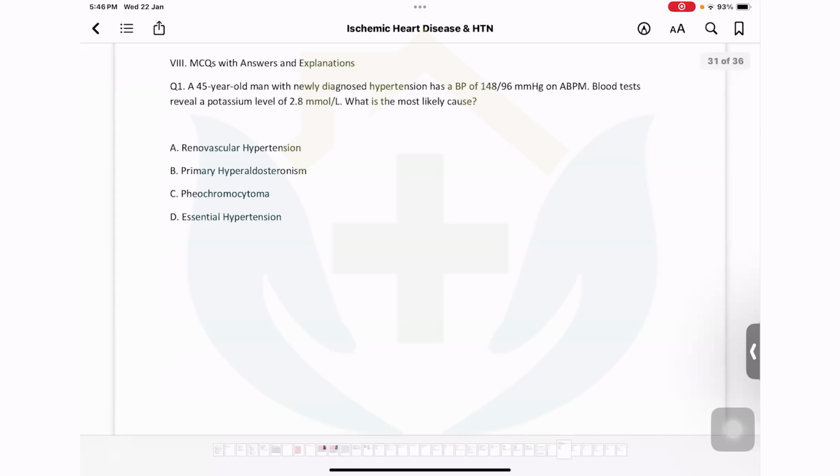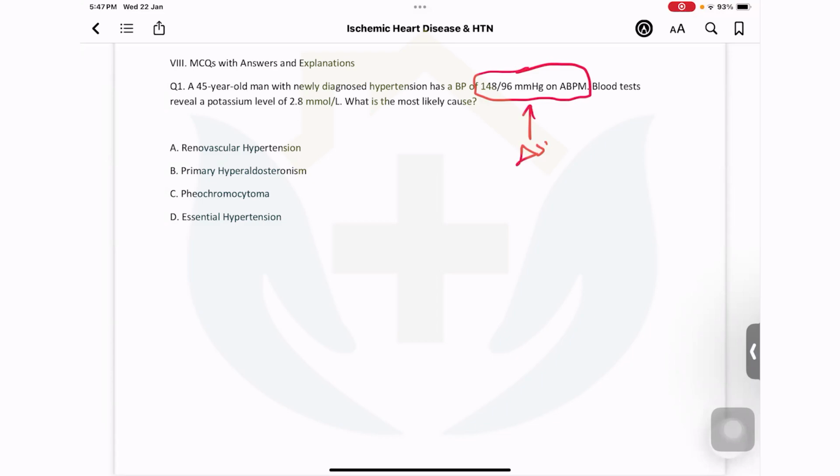Okay. A 45-year-old man with newly diagnosed hypertension has a blood pressure of 148/96 on ambulatory BP monitoring. So this diagnosis is correct, hypertension. Yes. So ambulatory BP is 148/96. What is the diagnosis? Primary, stage 1 hypertension.